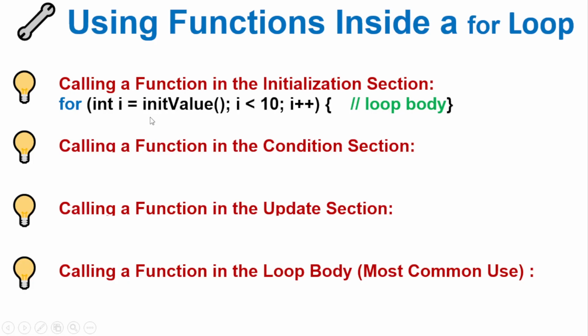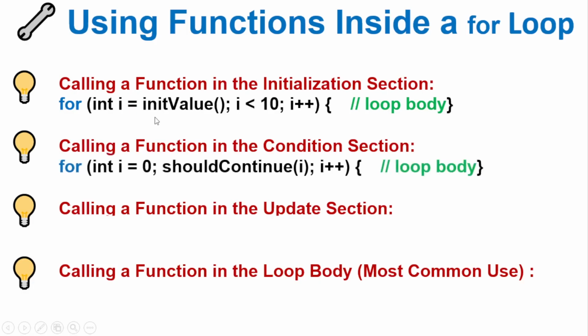Calling a function in the condition section. A function can be used to determine whether the loop should continue. Here, should_continue is evaluated before each iteration. Be careful if the function has side effects, for example, changing variables or I/O, as it may behave unexpectedly.